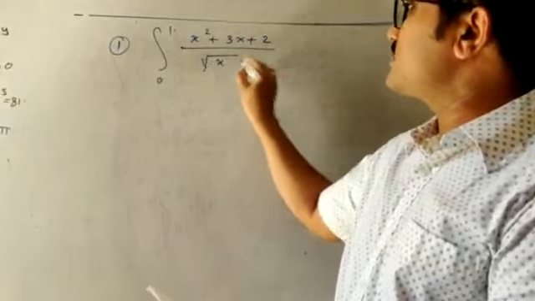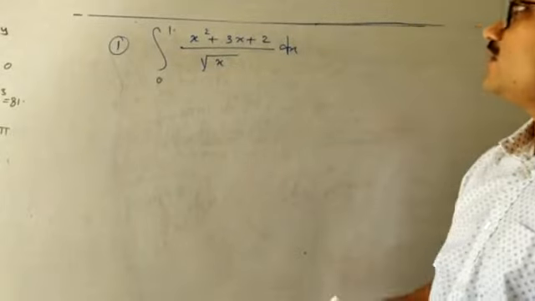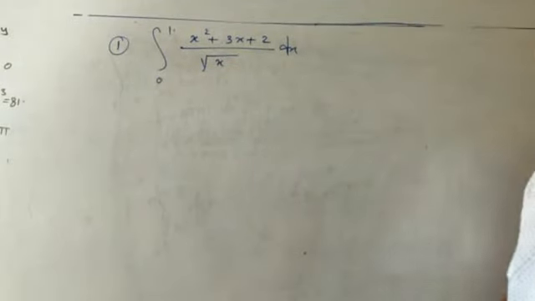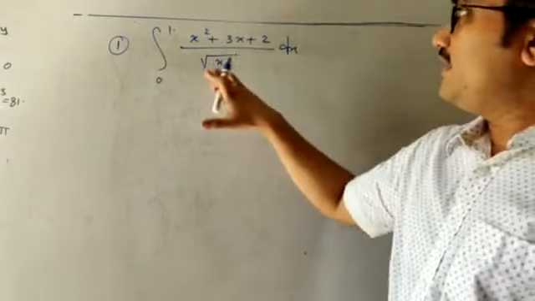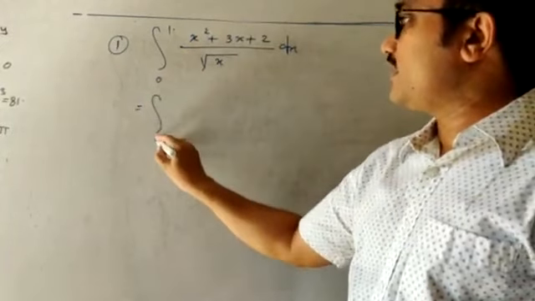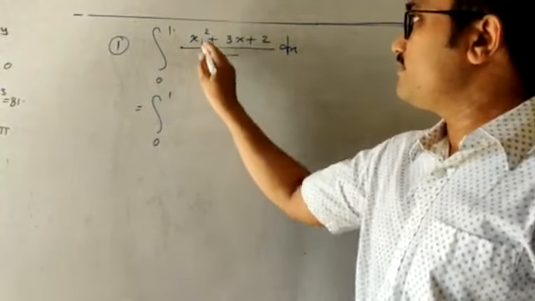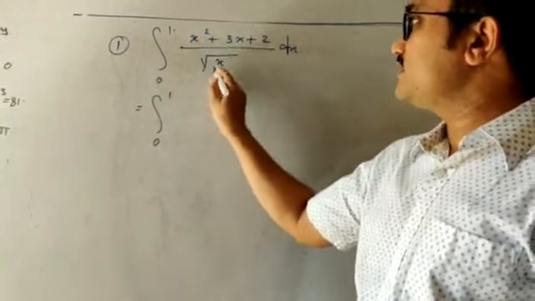This is our first question in the regular course also. We discussed a similar kind of question. Now what can be done in this question? We know what the method is. You can write this as integral 0 to 1, and the root x in the denominator can be written as x raised to minus half.